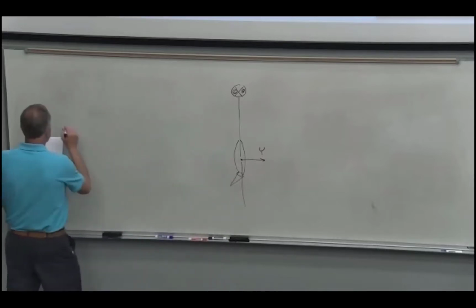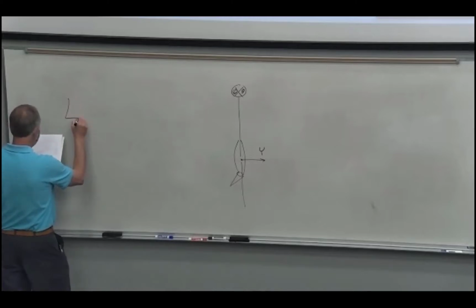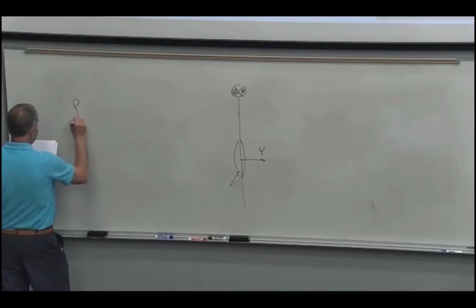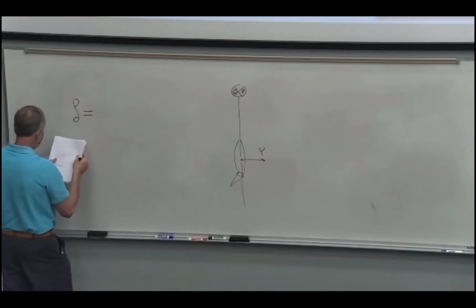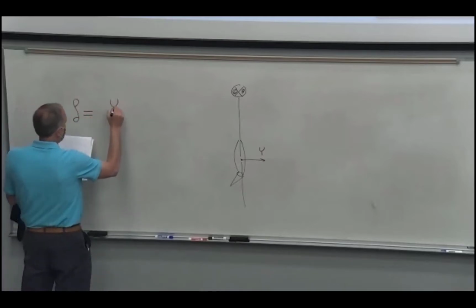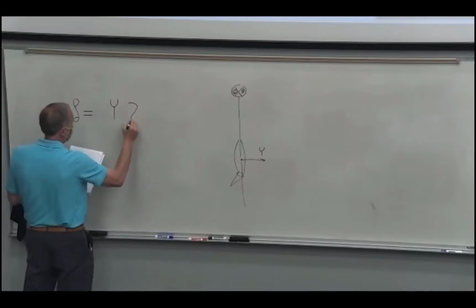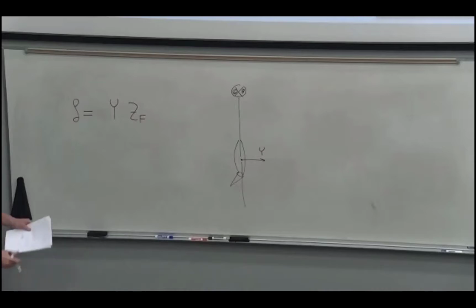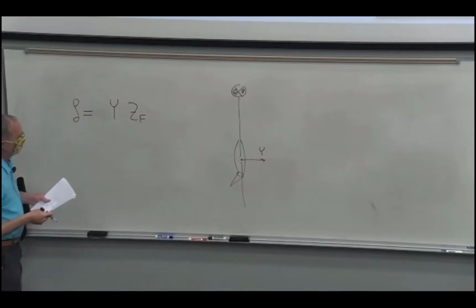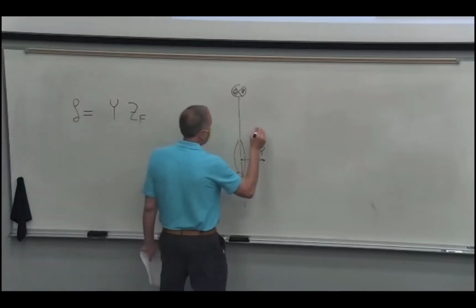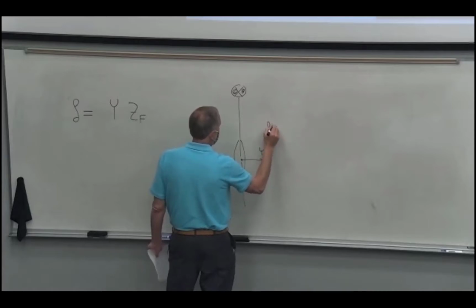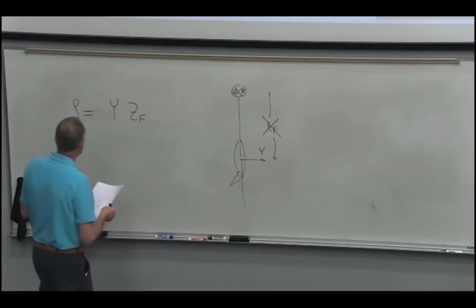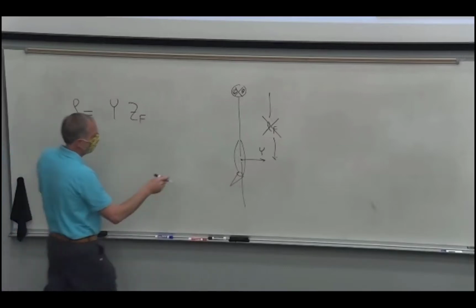And so the rolling moment, let's use script L. The rolling moment is going to be the side force times the vertical moment arm. So we're not using LF here because we're talking about the rolling moment. So we need the vertical moment arm.